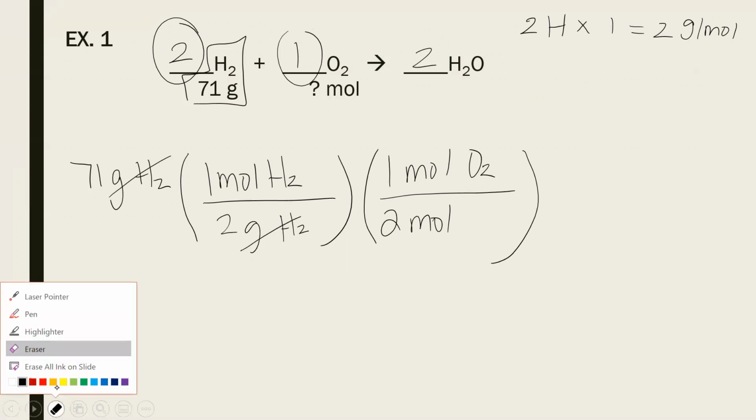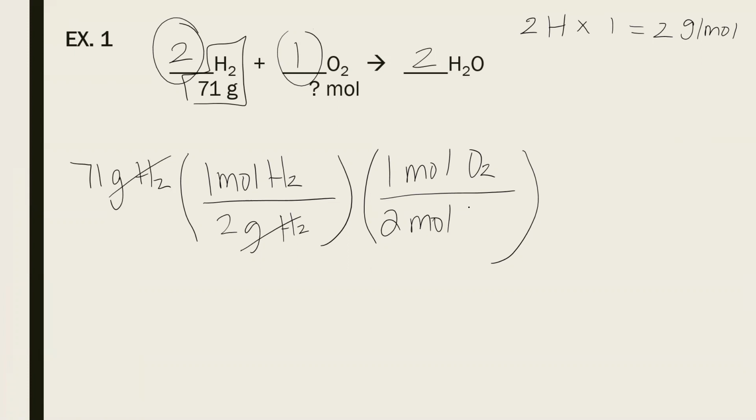Make sure you have your units and labels right. And if you cross out, it actually does help you. Grams of hydrogen cancel out grams of hydrogen. Moles of hydrogen has to cancel out moles of hydrogen. I am left with moles of oxygen, and that's what I'm finding, moles of oxygen.